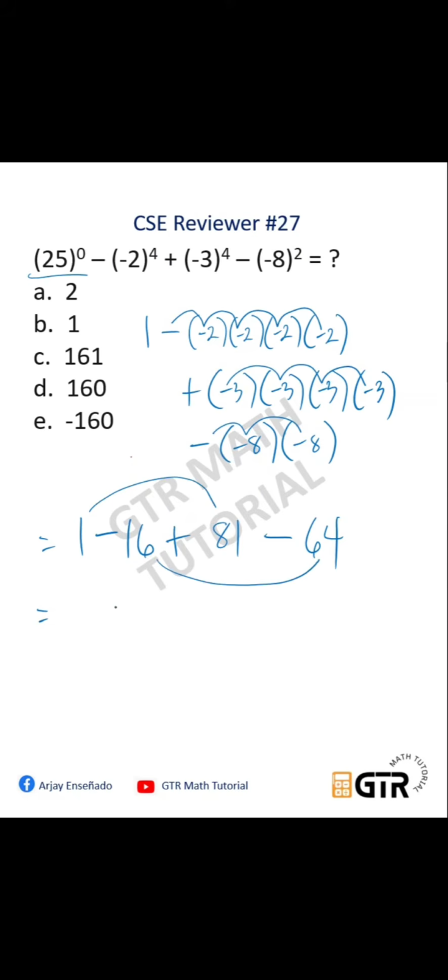So let's just simplify, combine the positive and the negative. So 1 plus 81, that is equal to 82. Minus 16, negative 16 plus negative 64, that is equal to negative 80. Now subtract 82 minus 80, that is equal to 2. So the final answer is letter A, 2.